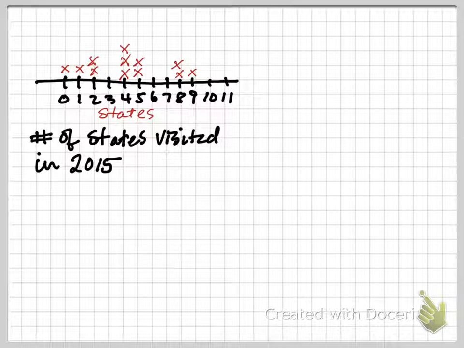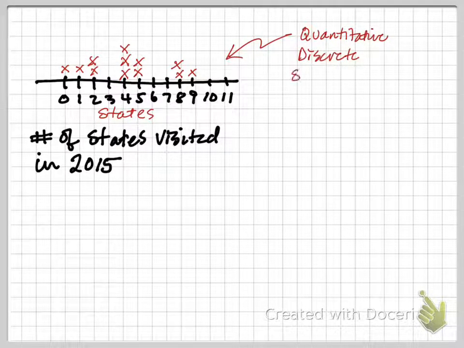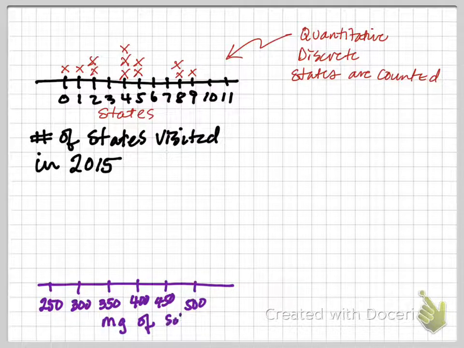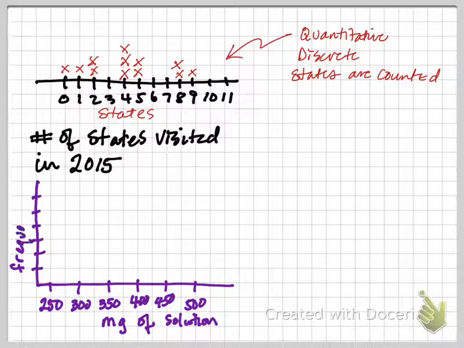And so how did we acquire states visited? If number of states visited is our variable, how did we figure out the number of states? And we did so by counting them. So this data is quantitative discrete data, because the states are counted. So what if we didn't have discrete data? What if our data was continuous instead? Then a dot plot would probably be too hard to use because of the decimal nature of something that's measured instead. So in this case, I'm going to create a different kind of graph.